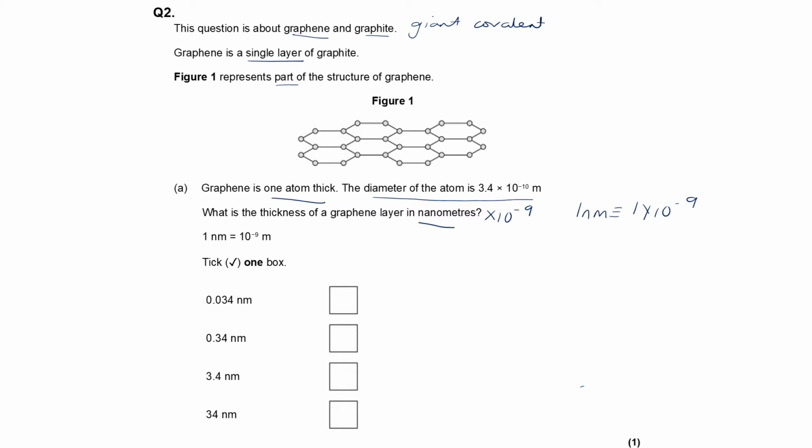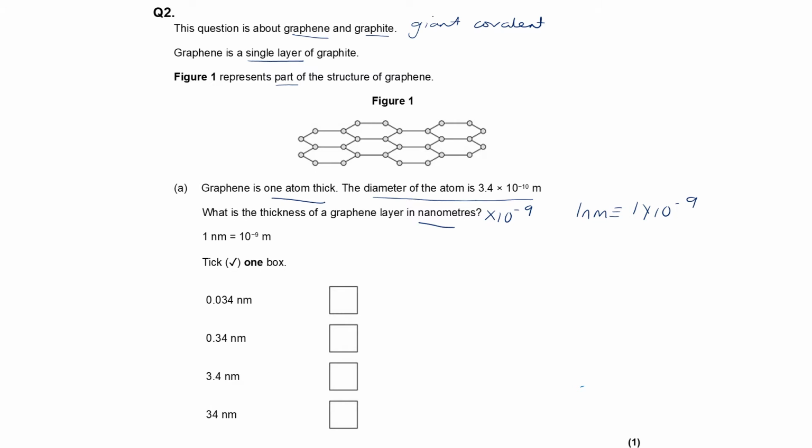Then it says, what is the thickness of a graphene layer in nanometers? So nanometers, I recall, using standard form is 10 to the minus 9. Now, because I know it's 10 to the minus 9 and the information they've given me is 10 to the minus 10, I also know that if it's going from minus 10 to minus 9, I need to divide by 10, right?